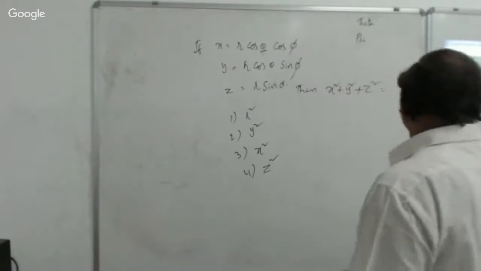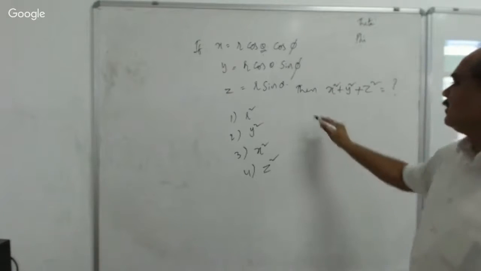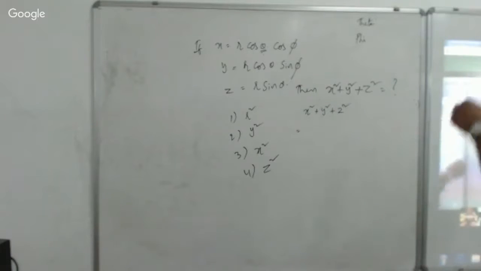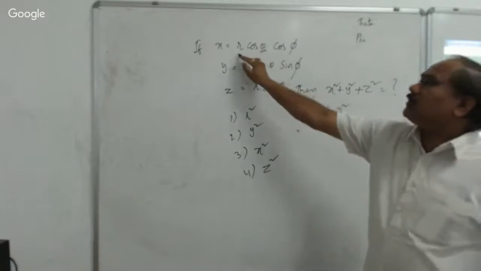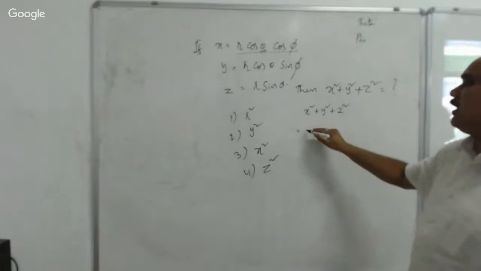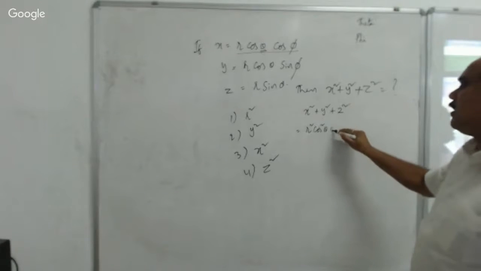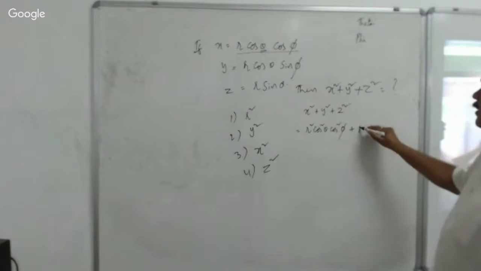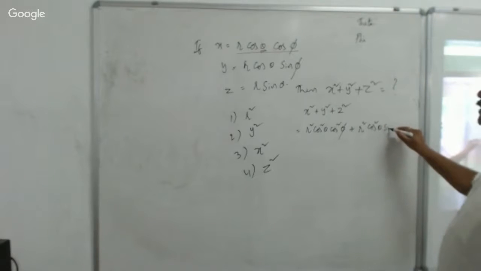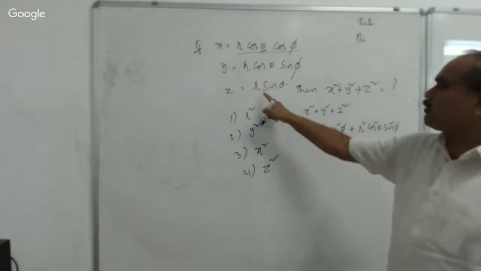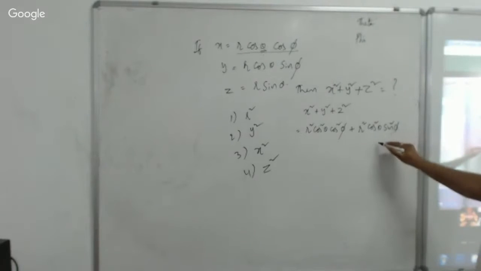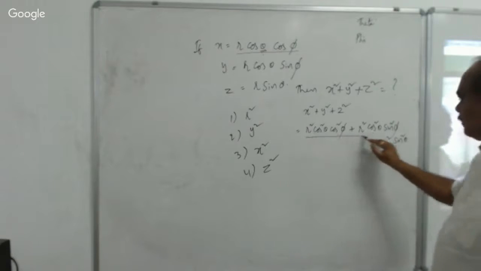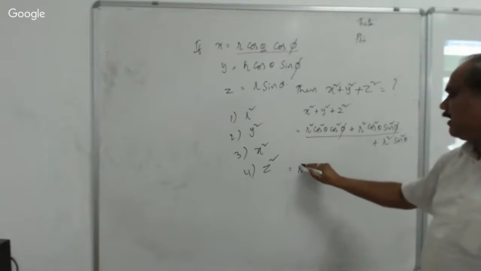Now, here x square plus y square plus z square equal to, whereas x square is r square cos square theta cos square phi, plus y square is r square cos square theta sin square phi, plus z square, that is r square sin square theta. From the first two terms, we have some common term.